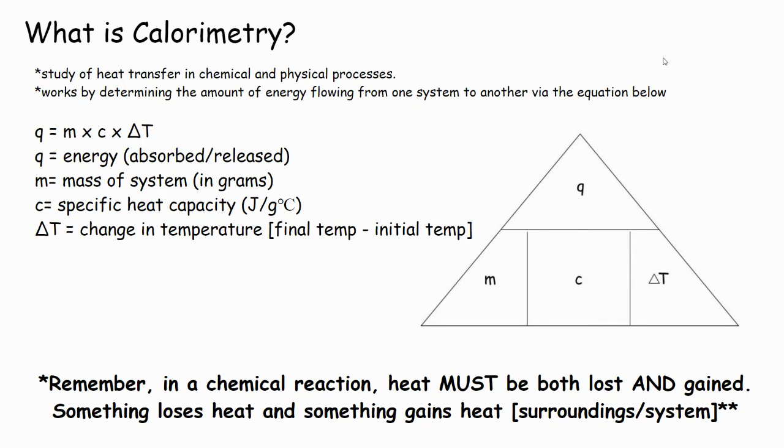So Q stands for energy, and it's either energy that is absorbed or released. And this still comes back from endothermic and exothermic. Remember that if you take in energy, you have a positive number. If you release energy, you have a negative number. And then M stands for mass, and that's always going to be in grams. C stands for something called specific heat capacity.